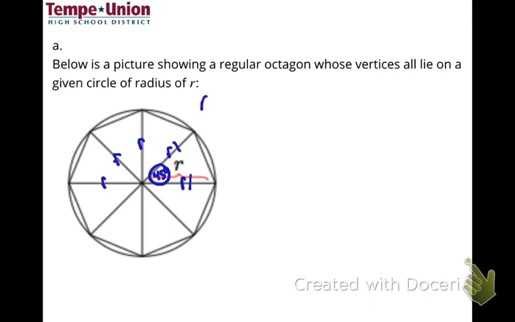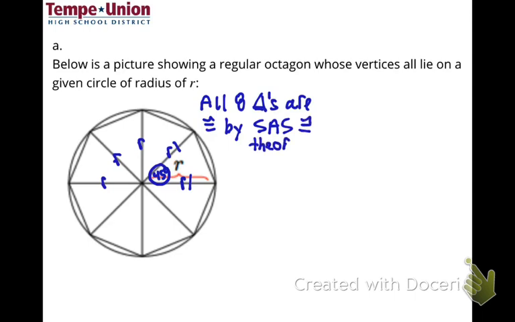So I'm going to say all 8 triangles are congruent by the side angle side congruence theorem. Now last time I said that all the 8 triangles were similar, and they are by the angle similarity theorem, but they're also congruent. So this time we're going to use congruency.